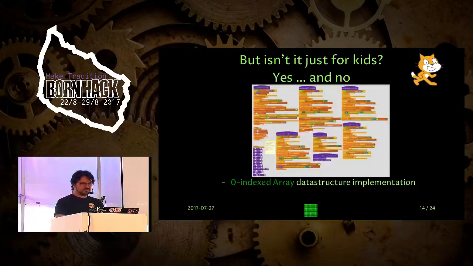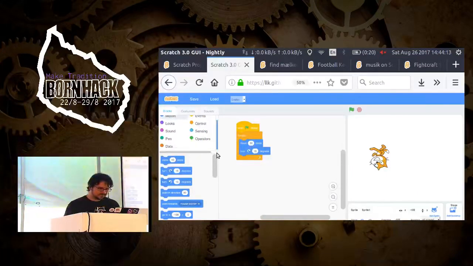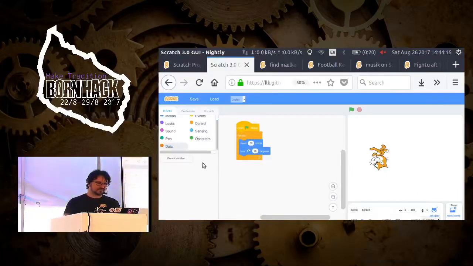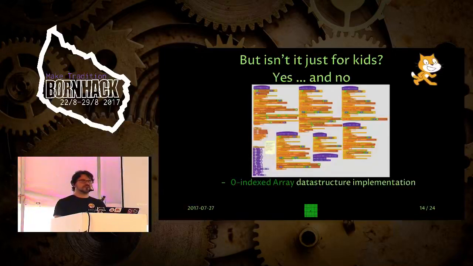This one I found in Programming Humor, which is somebody who probably went nuts. Scratch is very limited, but you have the possibility to create your own data structures. So this person actually thought, why don't we have a 0 index array in Scratch? And this is what he came up with.